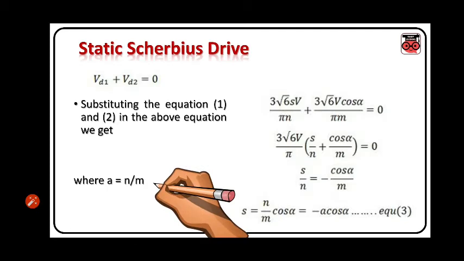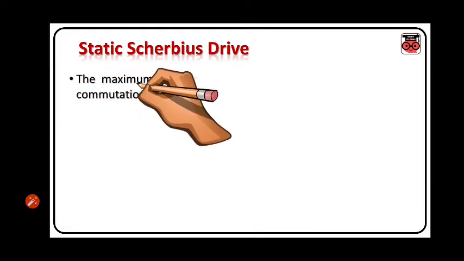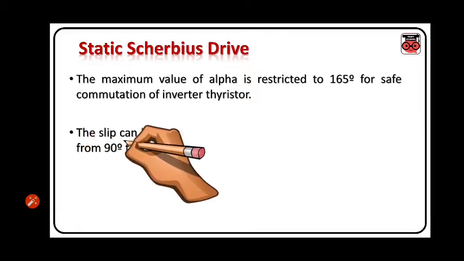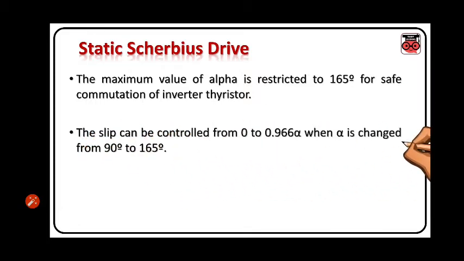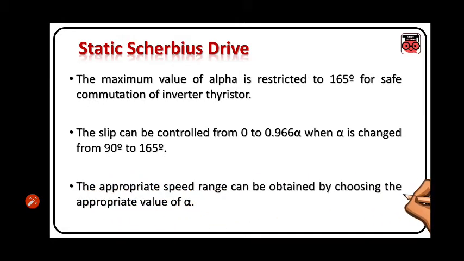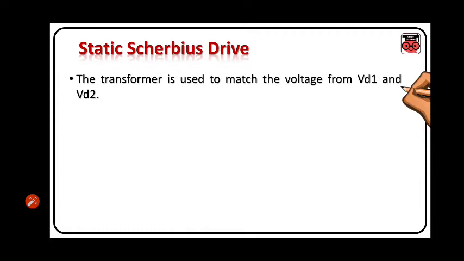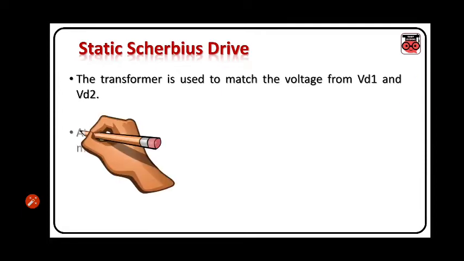In that equation, A equals N by M, the ratio of N and M. The maximum value of alpha is restricted to 165 degrees for safe commutation of the inverter thyristors. The slip can be controlled from 0 to 0.966 A when alpha is changed from 90 degrees to 165 degrees. The appropriate speed range can be obtained by choosing the appropriate value of alpha. The transformer is used to match the voltages Vd1 and Vd2.